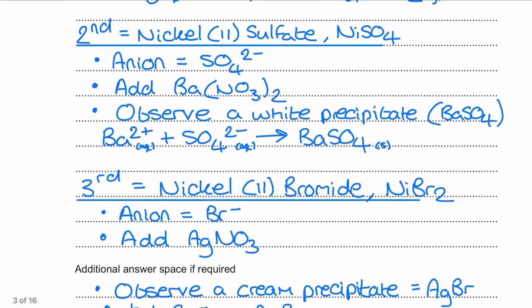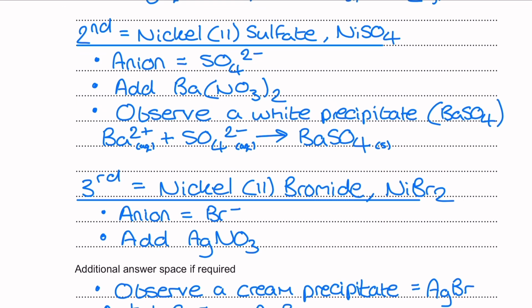The next anion is going to be the sulfate ion, and that's SO4 2-. I'm going to add barium nitrate here, and again, other barium-containing compounds are available. I'm going to suggest barium nitrate, though, because I know it doesn't interfere with other tests. It introduces the nitrate ion, which doesn't interfere with anything I'm going to do further down the page.